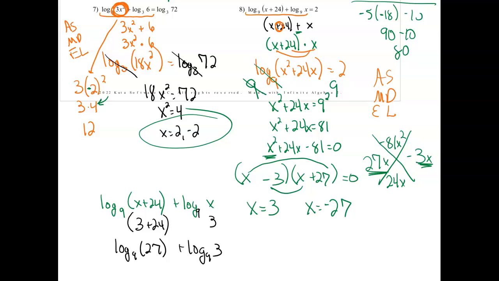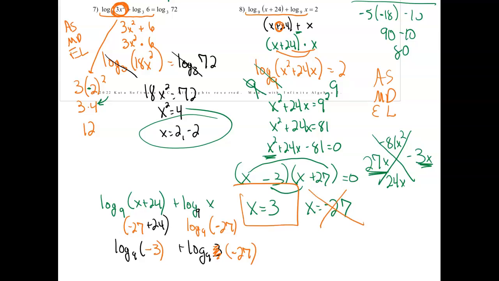If I put negative 27 in, so I'm going to do a little erasing. Then once I add my arguments up, I get negative 3 in one and negative 27, whoops, in the other, and that does not work. My argument has to be positive. So negative 27 is out, and your only answer is 3.